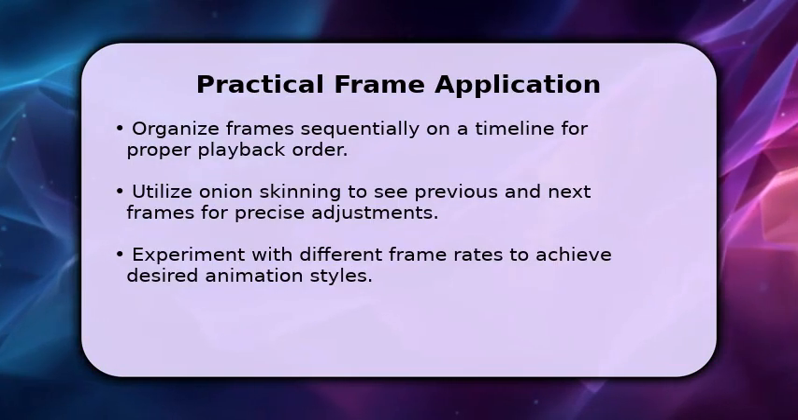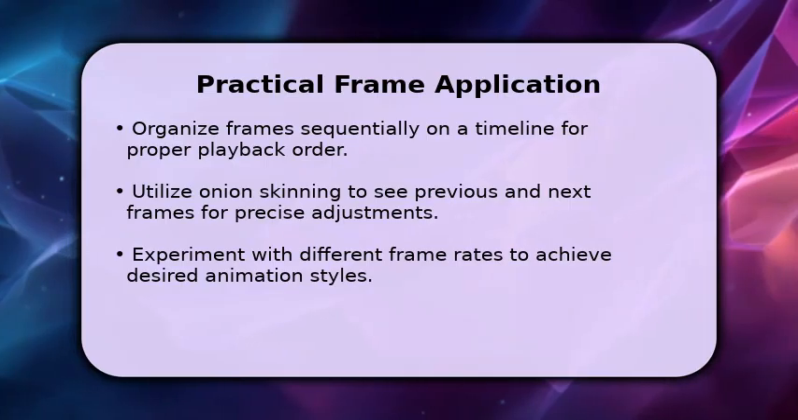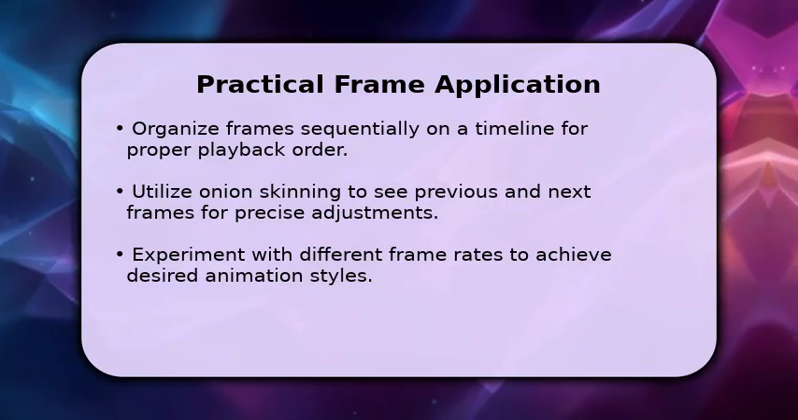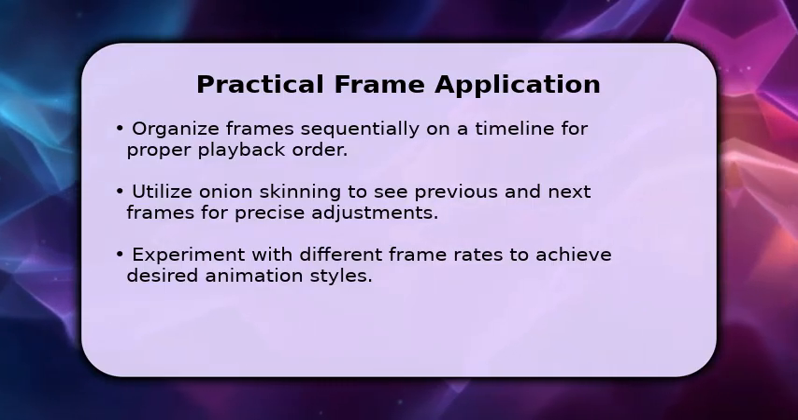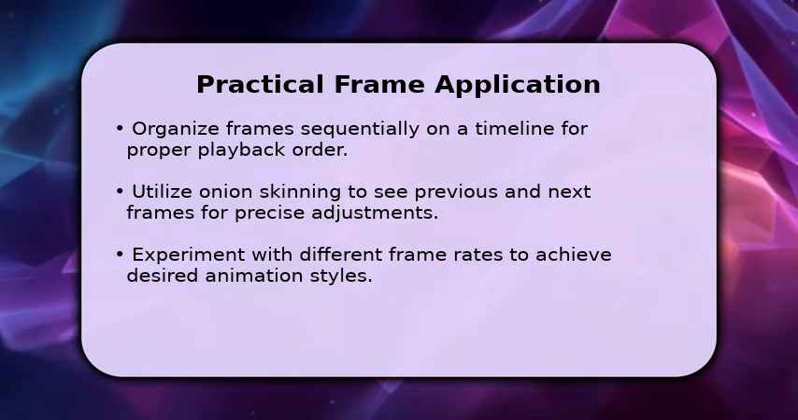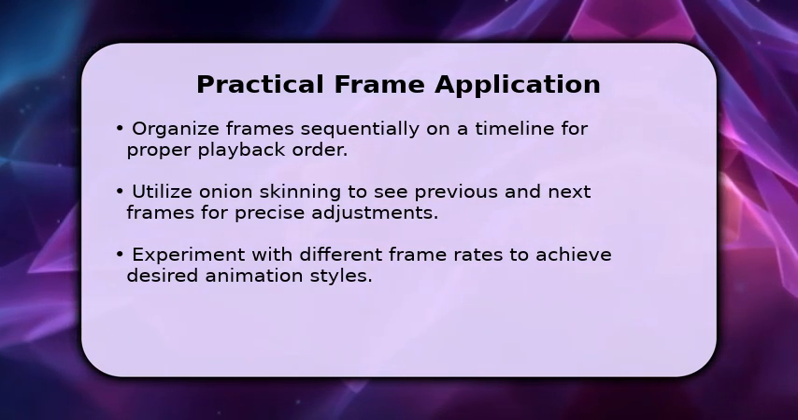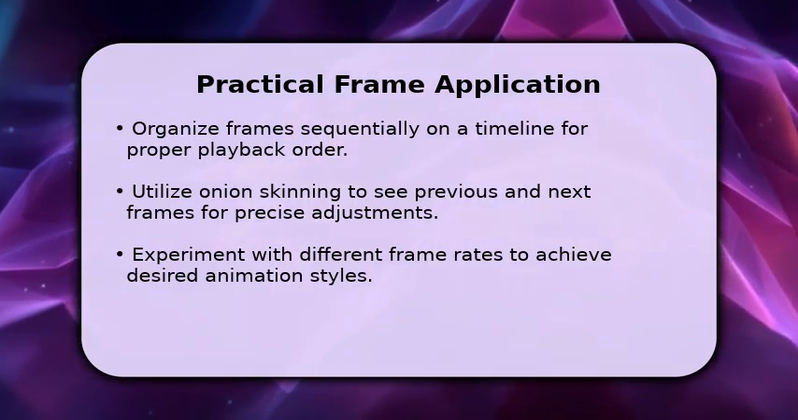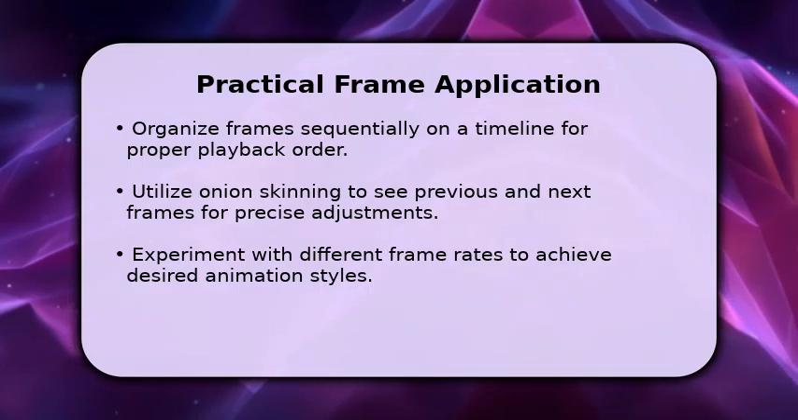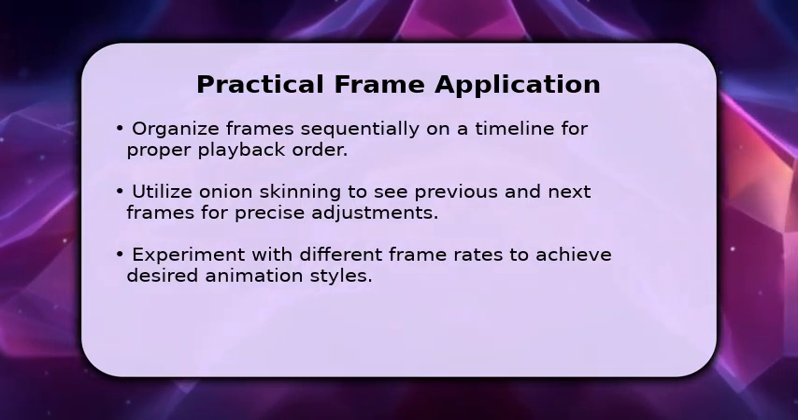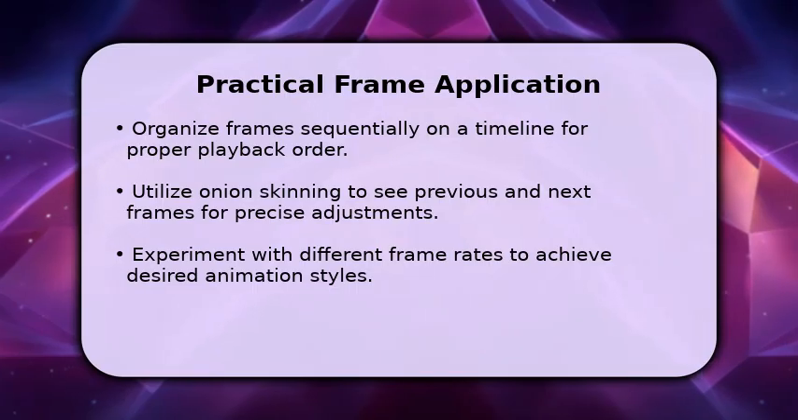Finally, let's look at practical application. Always arrange your frames in the correct sequence on a timeline to ensure your animation plays as intended. Many software tools offer onion skinning, allowing you to see a faint outline of adjacent frames, which is incredibly helpful for maintaining consistency and smooth transitions. Don't be afraid to experiment with varying frame rates to discover unique visual styles and convey different emotions in your animated pieces.